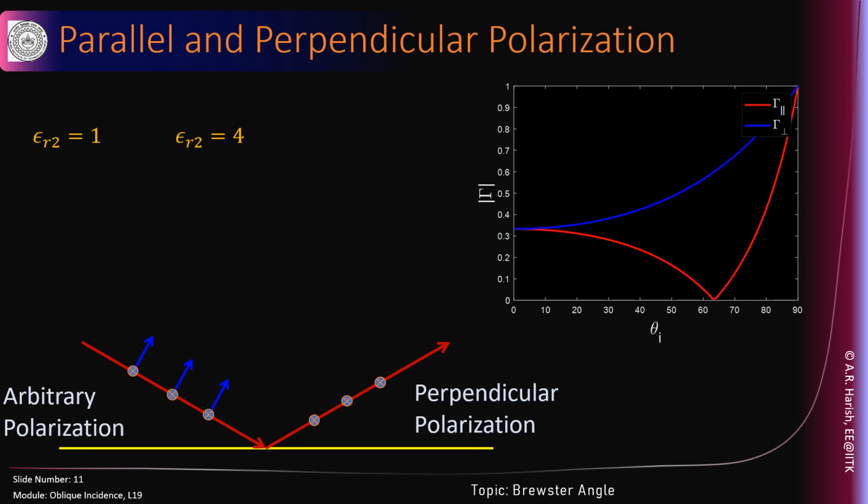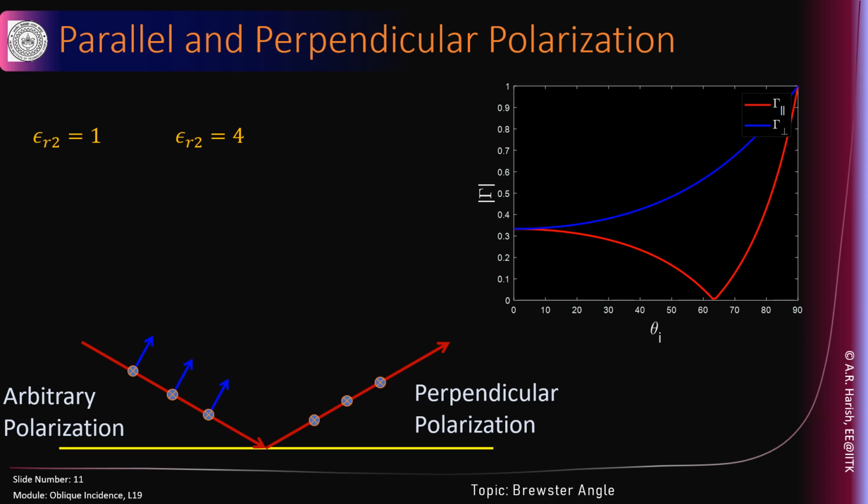Now let's look at this picture. We are going to now compare parallel and perpendicular polarization for a specific example when epsilon r1 is equal to 1 and epsilon r2 is equal to 4. Now we know that when the wave is perpendicularly polarized, there is no Brewster angle. The reflection coefficient is a monotonically increasing function of theta I. Whereas in case of parallel polarization, the red trace shows that the reflection coefficient first decreases, at around 64 degrees or 63.4 degrees it becomes 0, and then it starts increasing beyond that angle.